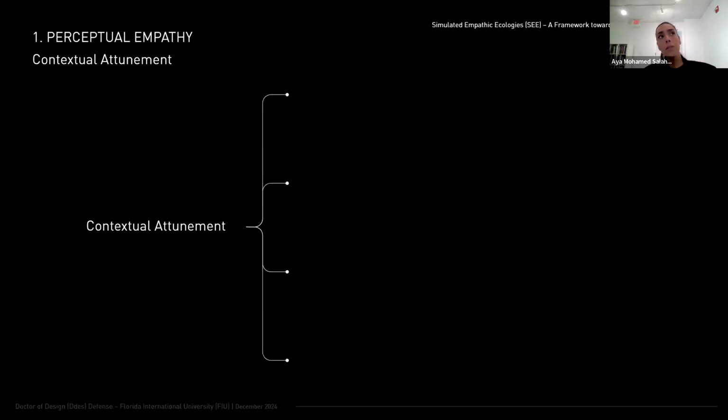The third pillar that I set for perceptual empathy of the C framework is contextual attunement. And again, this is based on Rosalind Picard and Grove's pivotal study in 2021 called Context and Automated Affect Recognition. And basically this is a readoption of it to fit within the spatial design paradigm.